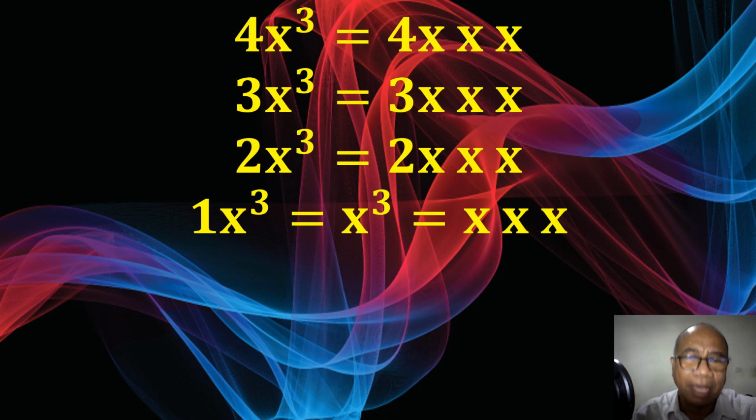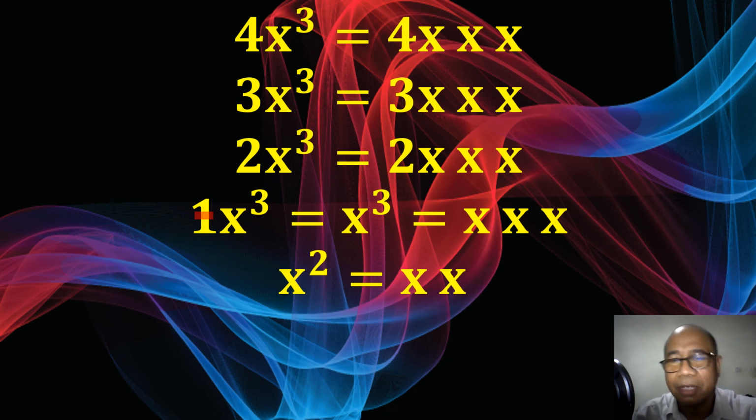And 1x cubed is also equal to x cubed. Nawala po yung 1 because in algebraic expression, if the numerical coefficient is equal to 1, pwede na pong hindi isulat yon. So, 1 multiplied by x cubed is simply equal to x cubed, or simply x multiplied by x multiplied by x. Now, let's go to x squared.